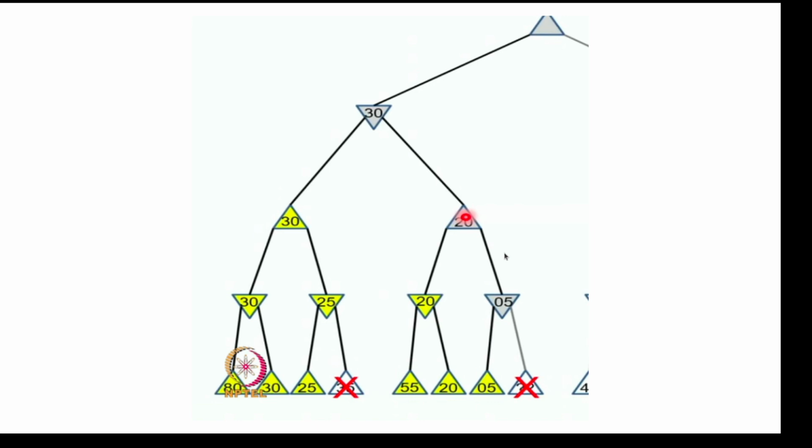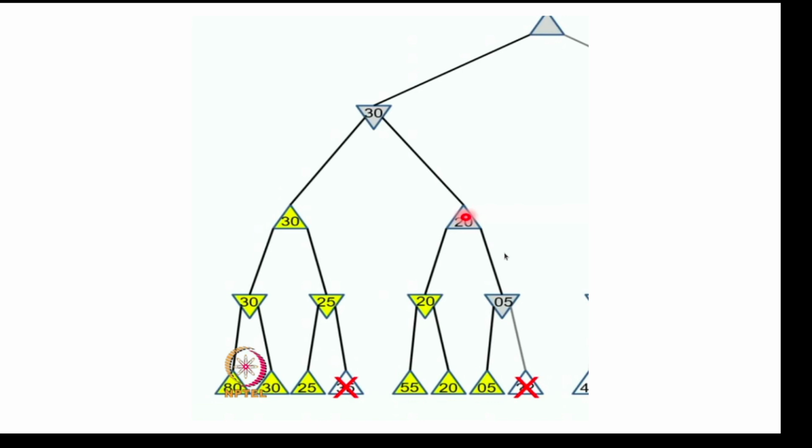Yeah, so let me explain. You first see the last layer nodes, which are 80, 30, 25, 35, 55, 20, 05 and so on. So for 80 and 30, we have to take the min, so it will be 30. For 25 and 35, you need to understand how the algorithm actually works. For example, for 80 and 30, when 30 was not there, we just took the 80 and put it there.